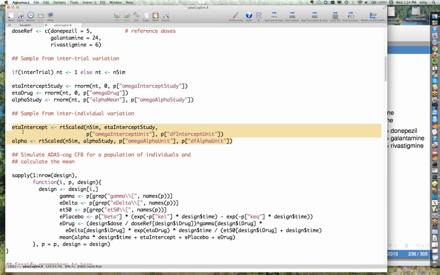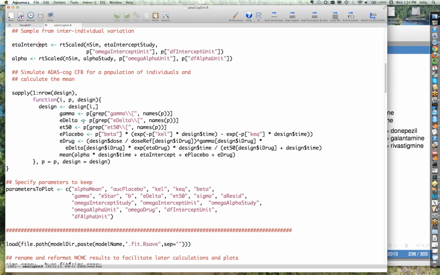So I've got my two individual specific random effects here. Because I'm now simulating these hypothetical individuals, I don't have to monkey with the sample sizes at this point. And then finally, the business end of calculating my predicted values is all going on here.